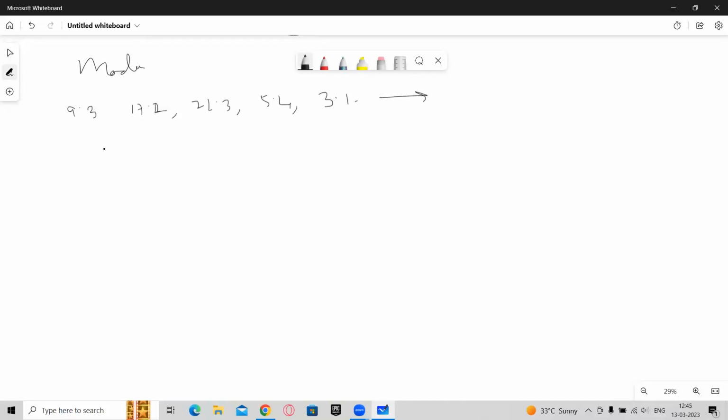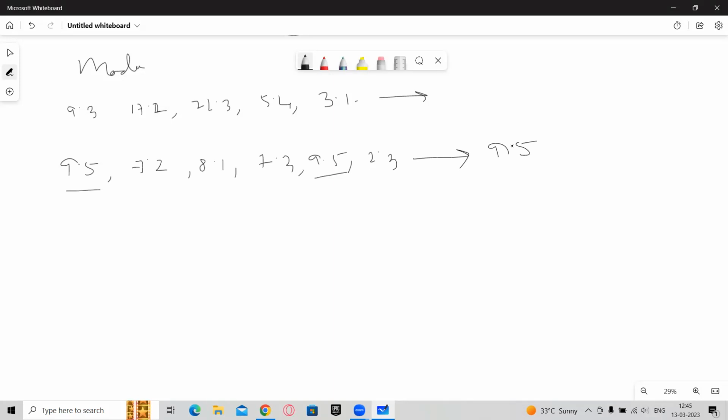So maybe if you have values like 9.5, 7.2, 8.1, 7.3, 9.5, 2.3, you can easily tell that 9.5 and 7.2 occur two times, so you can consider that one as your mode.